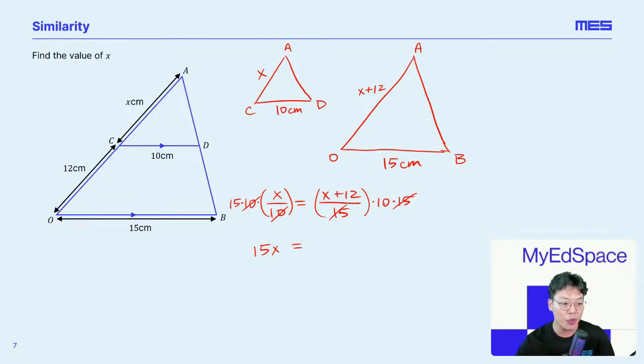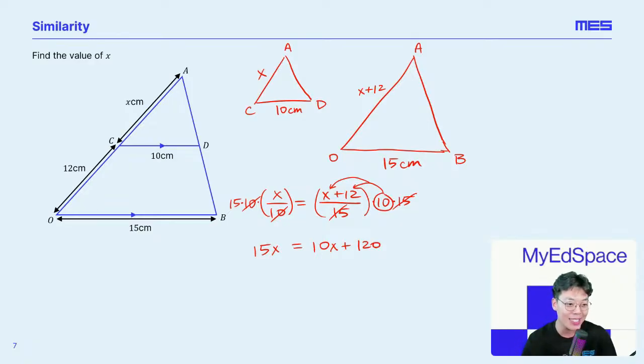10 must be distributed to both terms in the parentheses. 10 must be distributed to both the 12 and the x. So 10 times x is 10x, and 10 times 12 is 120. And now we combine like terms.